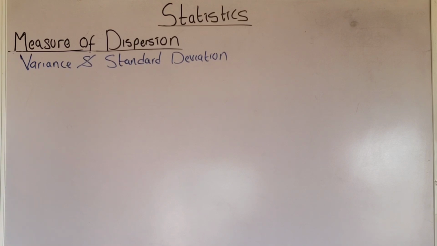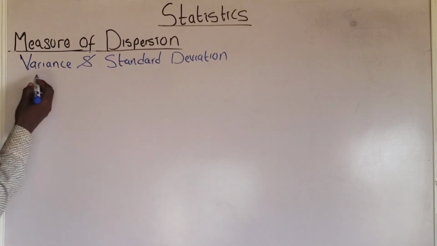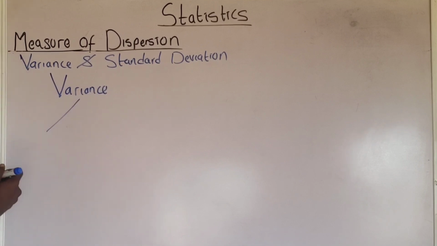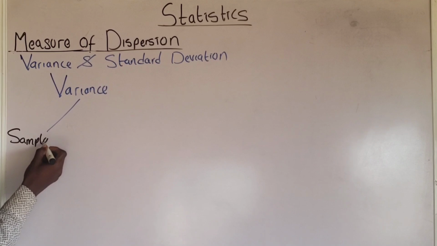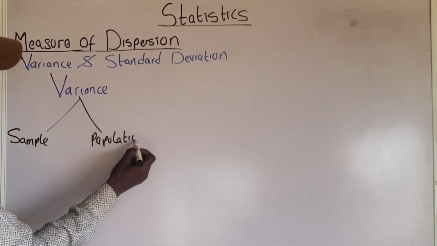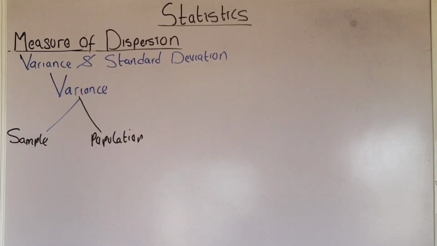So having understood what is meant by variance and the types of variance, let's quickly do some worked examples on sample variance. We have sample variance, and we have the second one, the population variance. Now, let's do some worked examples on sample variance.